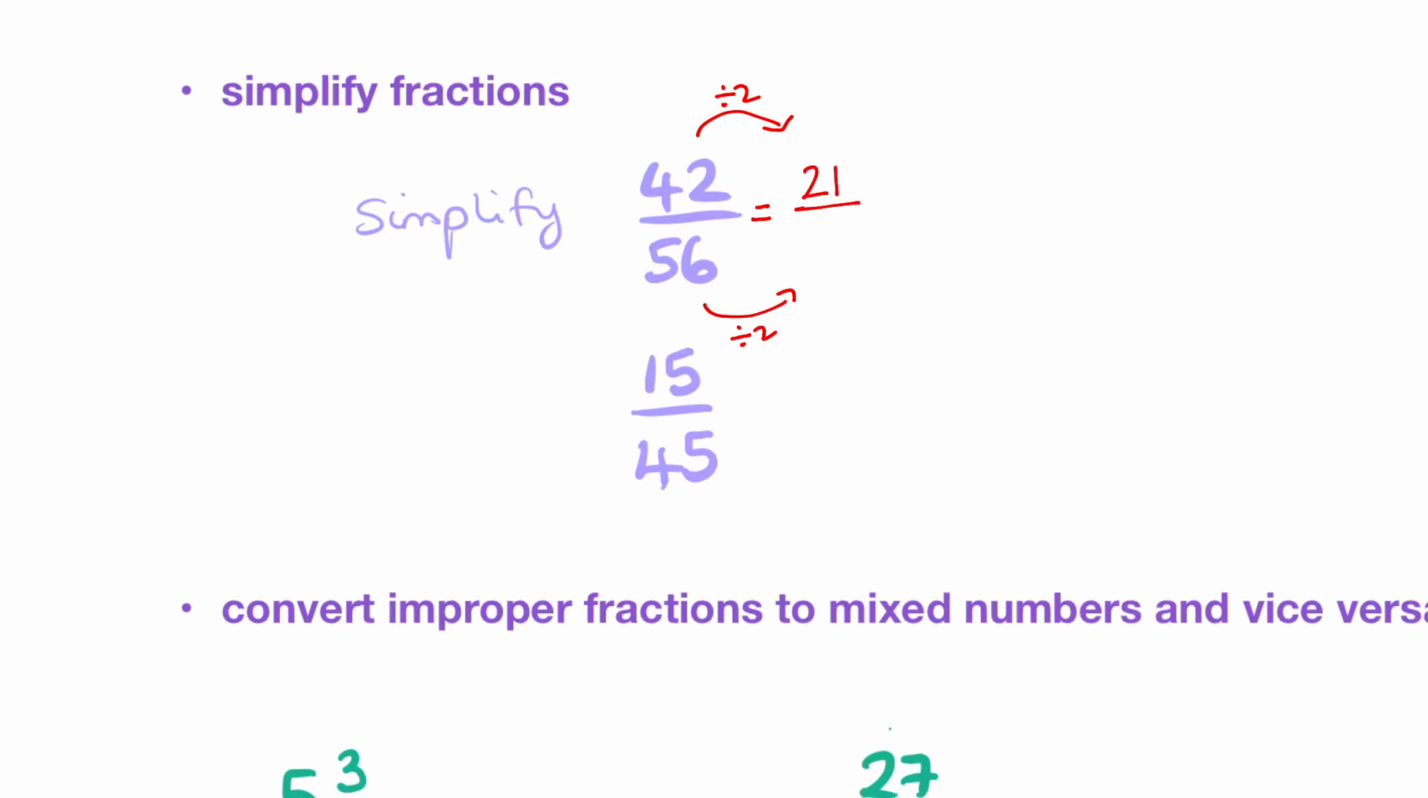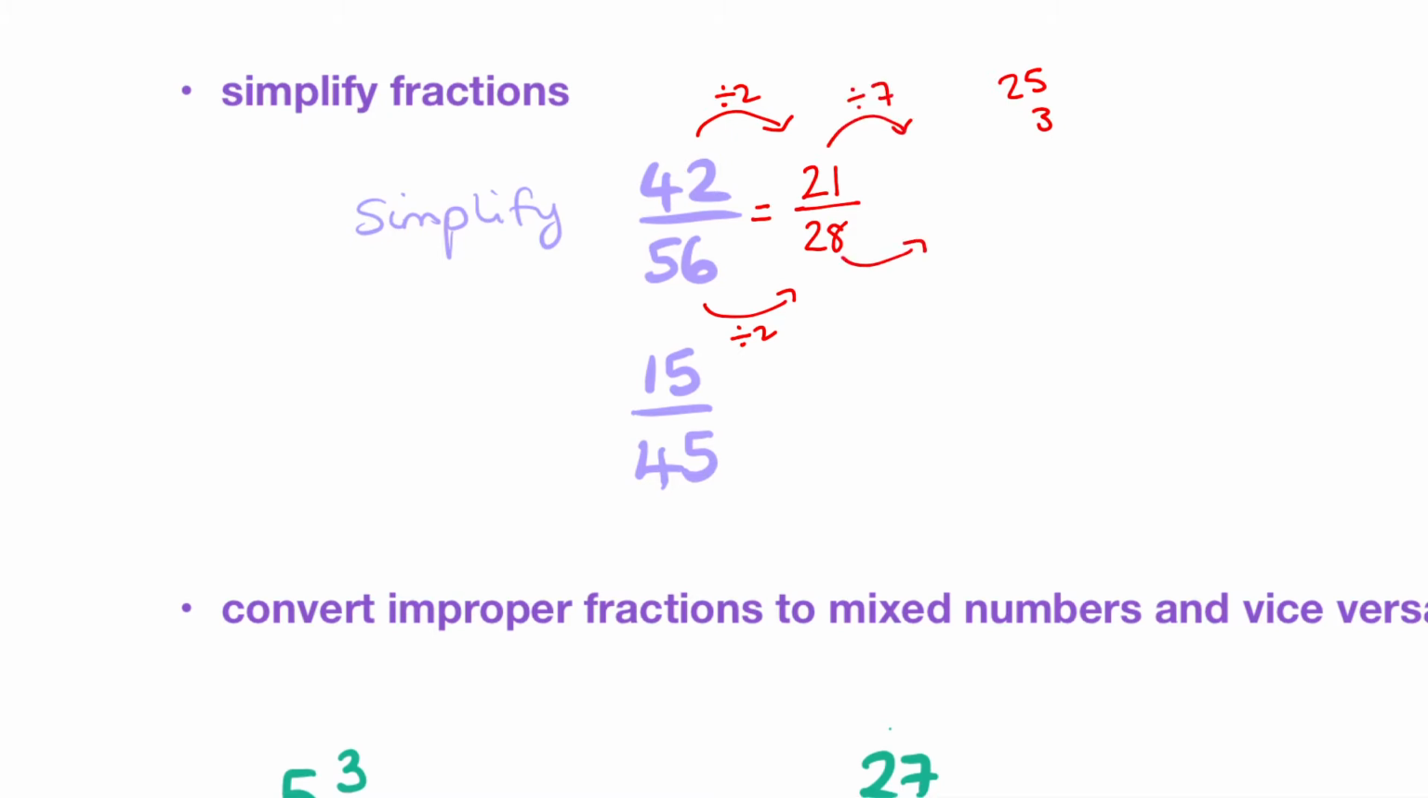Okay? Half of 56 then. Half of 50 is 25. Half of 6 is 3. So we've got 28 altogether. Okay, now look at 21 and 28. Is there a times table that 21 and 28 are both in? Well, they're both in the 7 times table, aren't they?